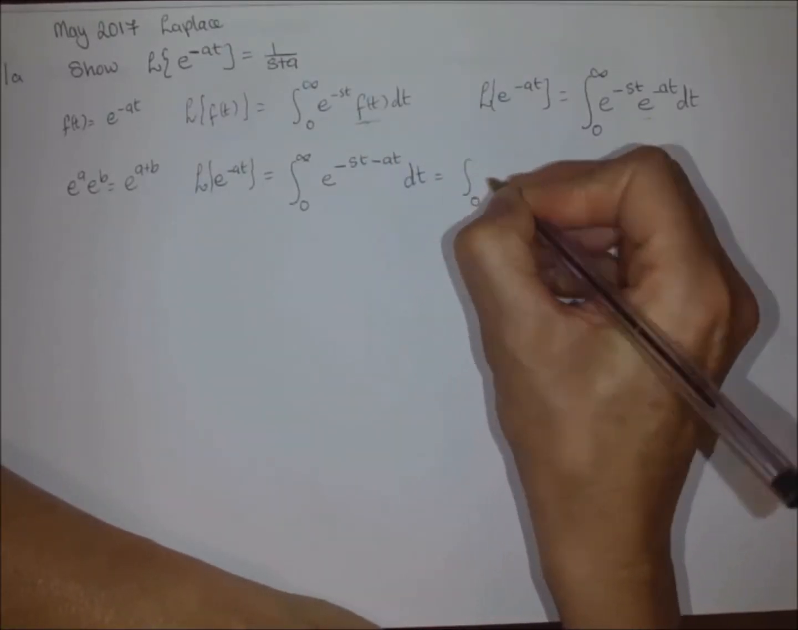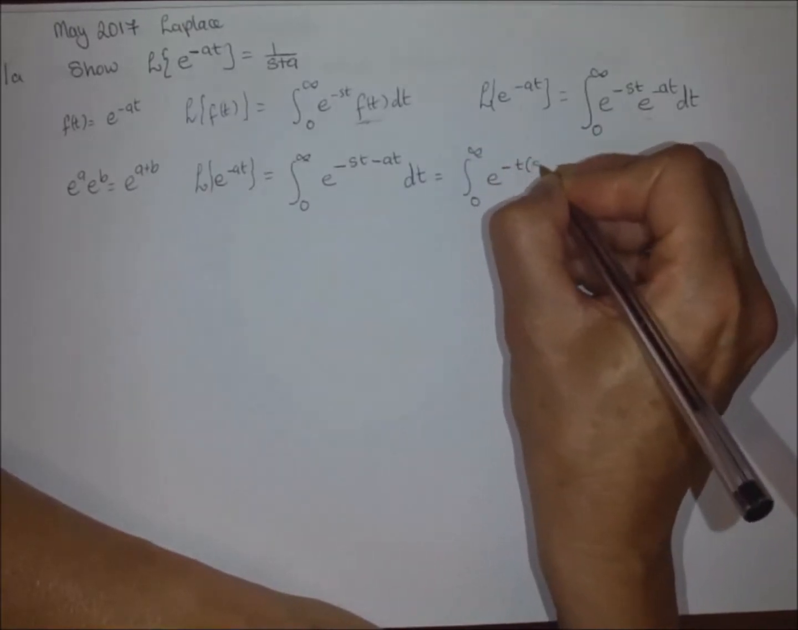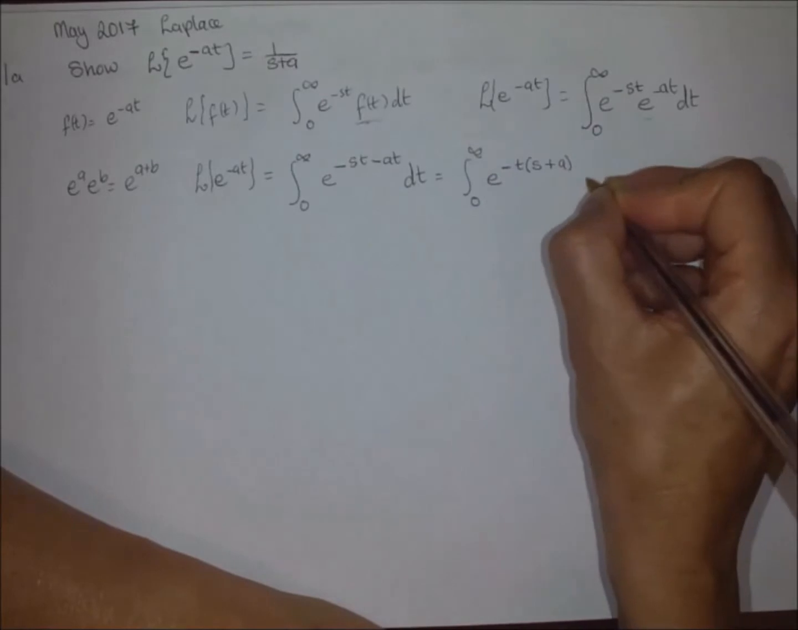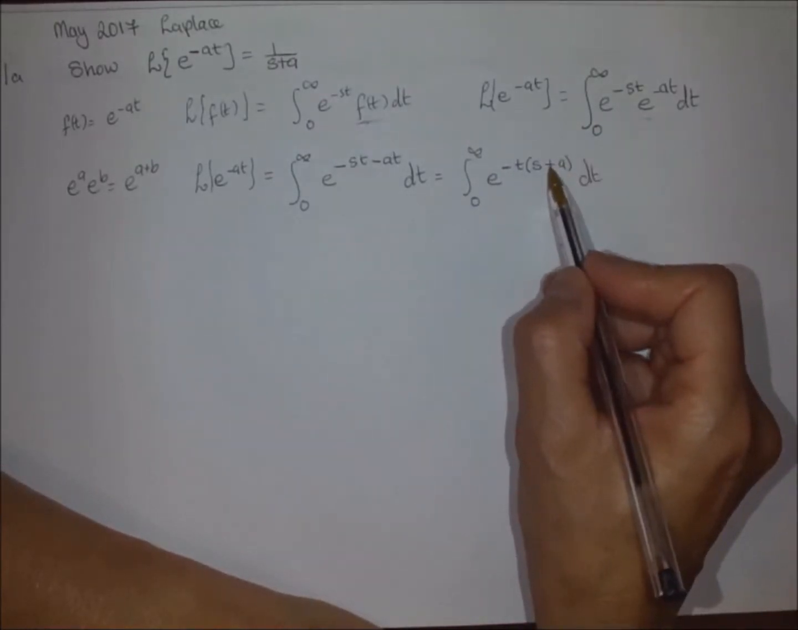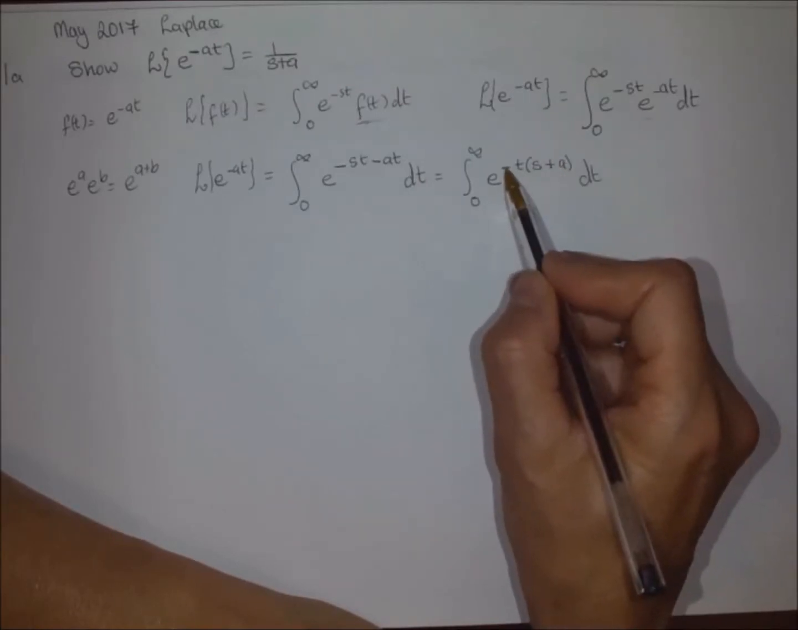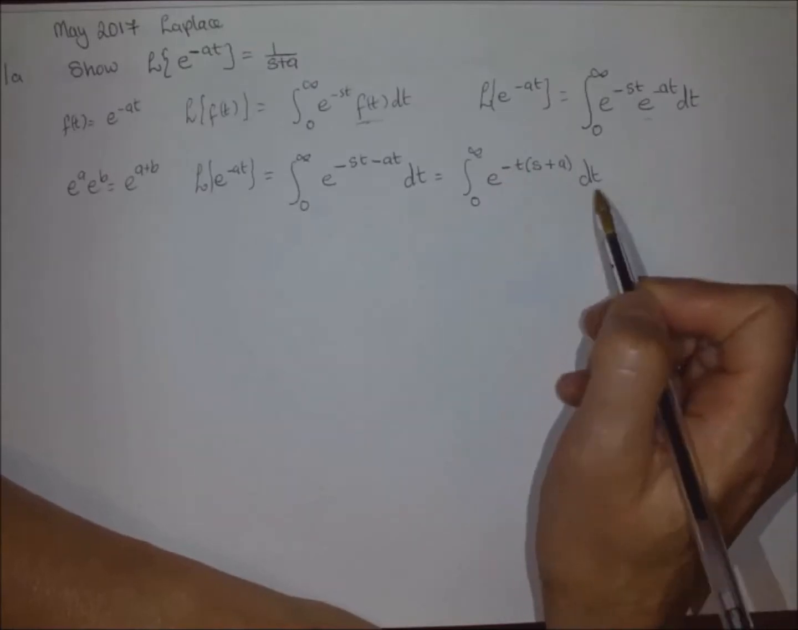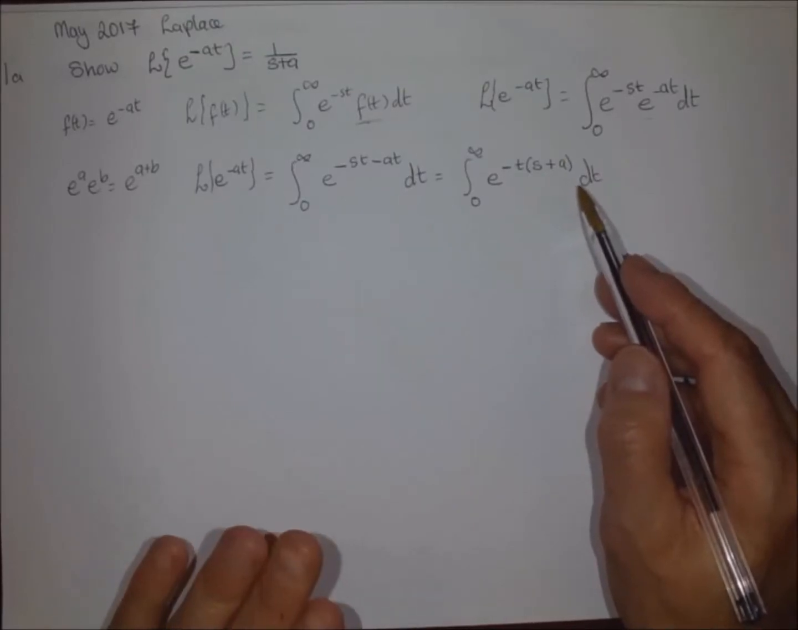So it's the integration between 0 and infinity of e to the minus t on s plus a dt. You might wonder, why is that a plus a? But remember, you have to multiply it by the minus, so minus ts and then minus t times a. So it works back to this. Now we just use the basic rules of integration.